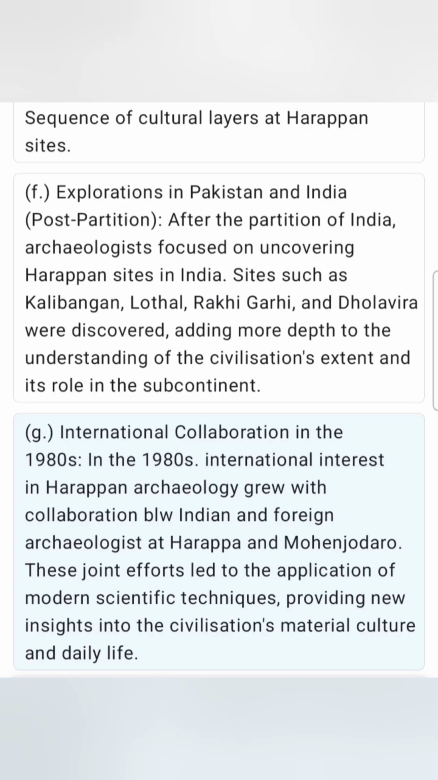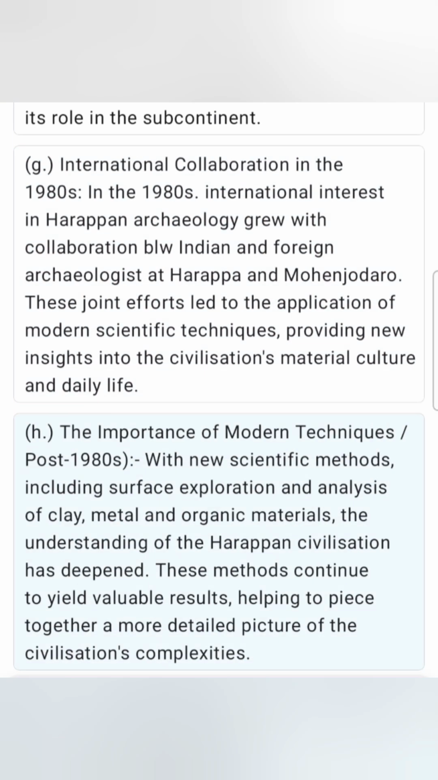H. The importance of modern techniques, post-1980s. With new scientific methods, including surface exploration and analysis of clay, metal and organic materials, the understanding of the Harappan civilization has deepened. These methods continue to yield valuable results, helping to piece together a more detailed picture of the civilization's complexities.